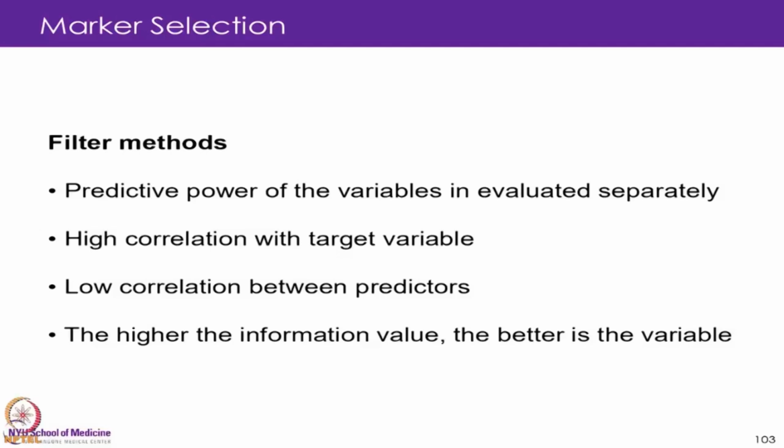subtype. We also don't want a lot of predictors that are correlated with each other. We want them to be somewhat uncorrelated, and also we want them to have lots of information, and that's pretty much the same as high correlation with the target value. But this is where we evaluate each individually.